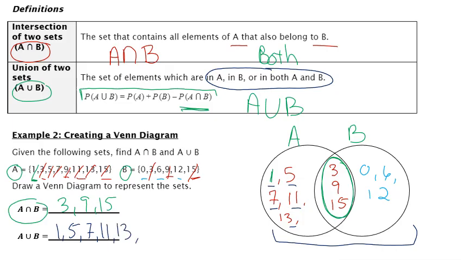I also have 3, 9, and 15. That's that intersection. And then 0, 6, and 12. So the intersection is just writing the overlap, where the union is identifying all the values that fall in either of the circles.